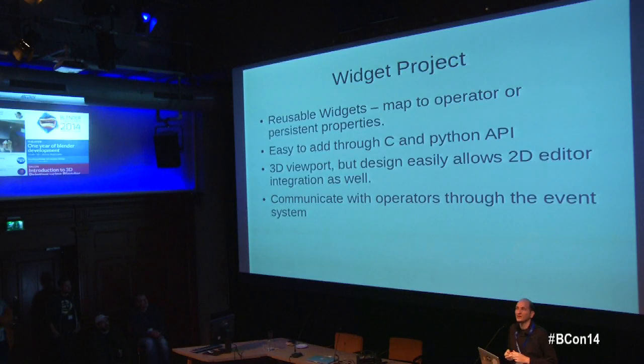So basically, say you might want to tweak the distance of a lamp. You could just drag a little widget in the 3D viewport and it would get adjusted, as opposed to looking it up in some menu and tweaking some property. You would get the interaction in the 3D viewport immediately. So the design is to be able to easily add them through a C and Python API, so people who also code add-ons should be able to use them. And you could use them to control operators or even control properties that are in Blender, like a lamp's spotlight or whatever.